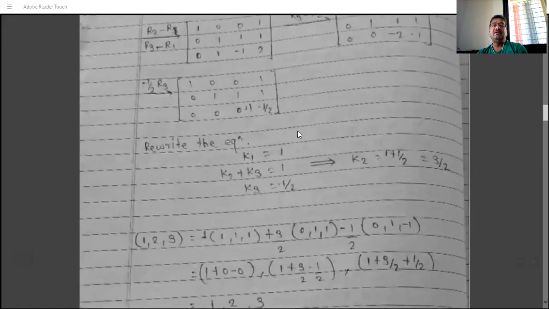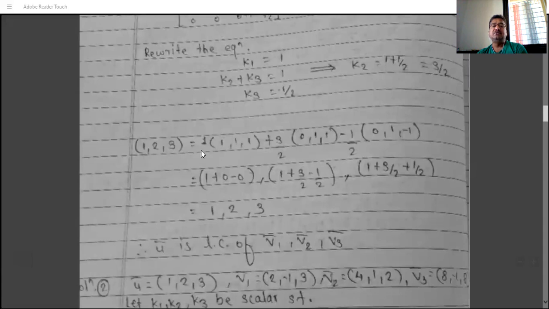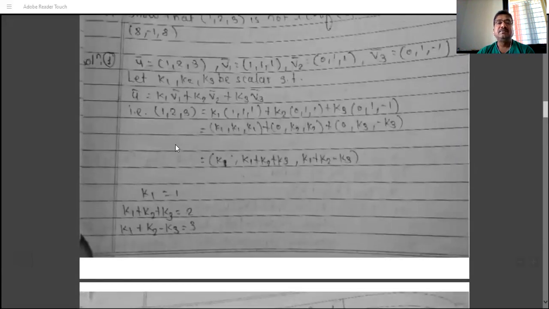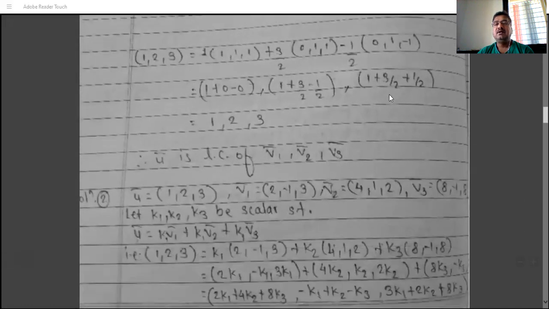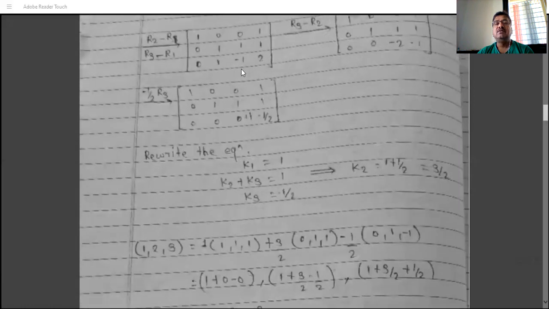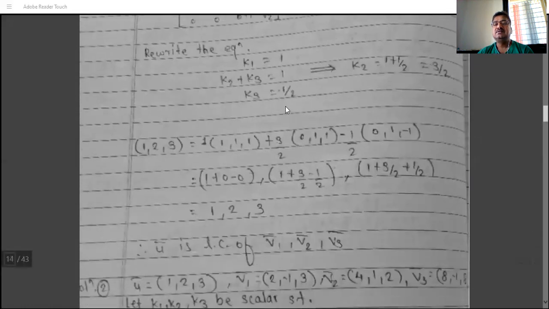So we have the values of K1, K2, K3, and therefore (1, 2, 3) is equal to: write the values of K1, K2, K3 at this place. So (1, 2, 3) is equal to K1 is 1 into (1, 1, 1) plus K2 is 3 by 2 into (0, 1, 1), and K3 is minus 1 half into (0, 1, 1).